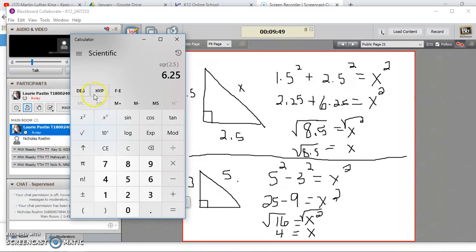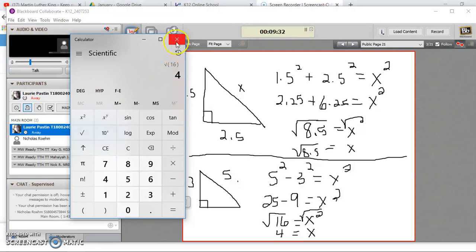For those of you who still don't know how to use your square root button, it's right there. So if I want to find the square root of 16, I put 16 in my calculator and press the square root. Some of you press the square root button first and then put the 16 in. Figure it out on your own calculator.